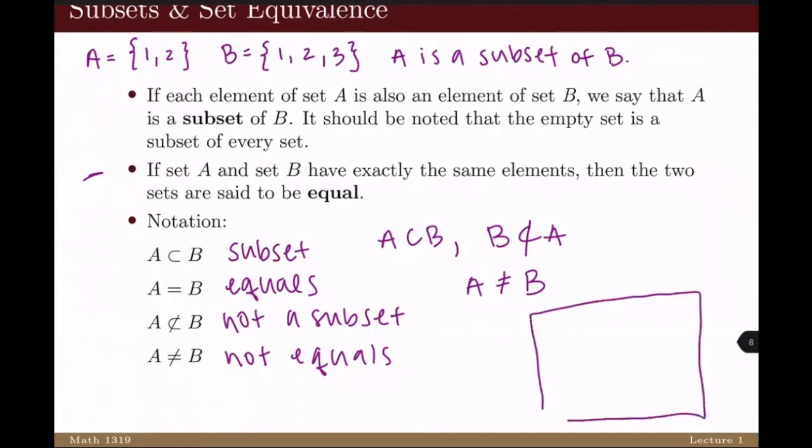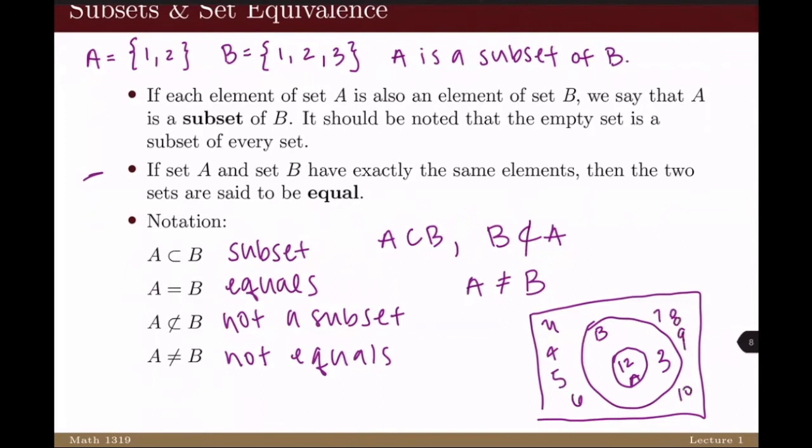I didn't declare a universe, but we'll call the universe just all the numbers. So here's B, and then A would be inside of B, so 1, 2. And B would have those 3. And then you will have the other numbers, etc.